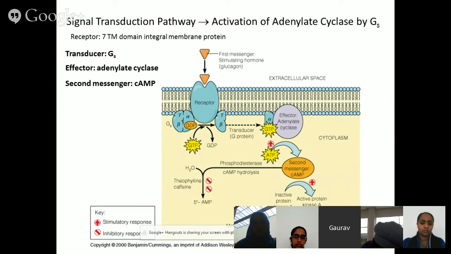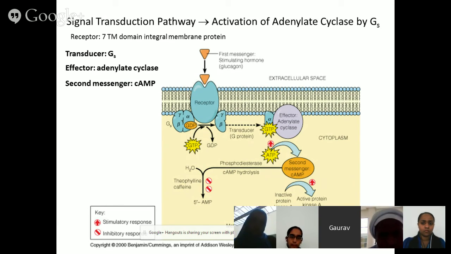So now we'll discuss a signal transduction pathway through the activation of adenylate cyclase by Gs protein. What is this Gs protein? This S denotes stimulatory, G stimulatory protein. In this figure, we can see a cell membrane. On the cell surface, a receptor is present. This receptor is called a G protein receptor.